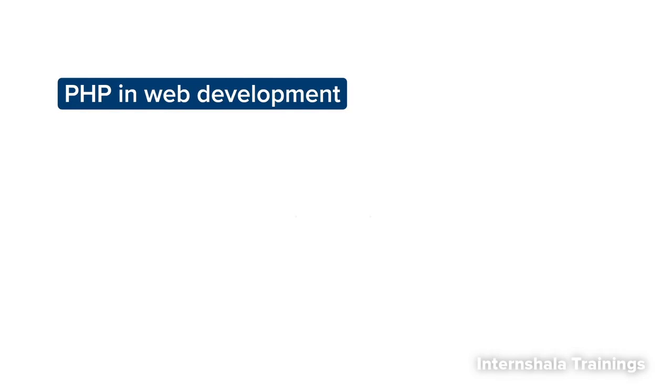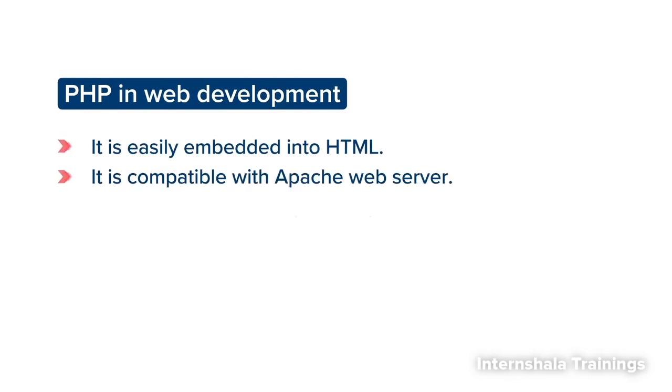So, let us quickly summarize why PHP is preferred over other programming languages in web development. First, it can be easily embedded into HTML. Second, it is compatible with the Apache web server, which makes it more prominent among the web developer community. Next, PHP is an interpreted language, which means it does not need to be pre-compiled. This makes it very convenient for the web developers to make any change to already deployed code and see its effect immediately.